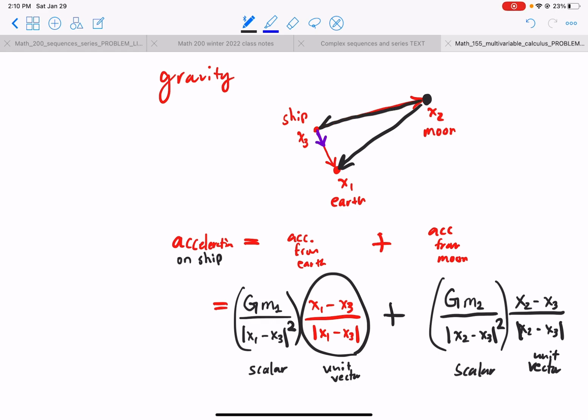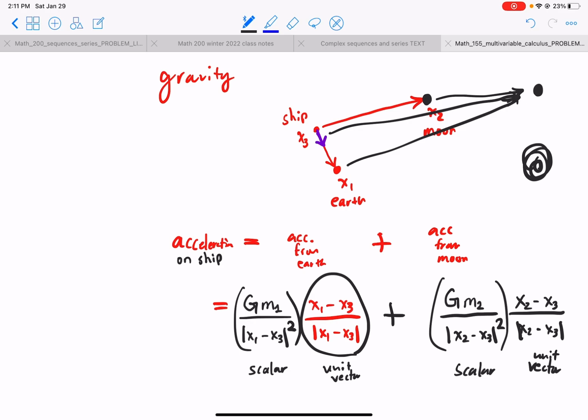ship is even pulling the moon towards it. And then the Earth is actually being pulled towards the ship, a very, very small amount, and the Earth is also being pulled towards the moon, a very small amount. And in fact, somewhere else is the planet Saturn, which is also pulling everything towards it, and somewhere else is the sun, and that is pulling everything else towards it. And so you can imagine that this gets quite complicated.